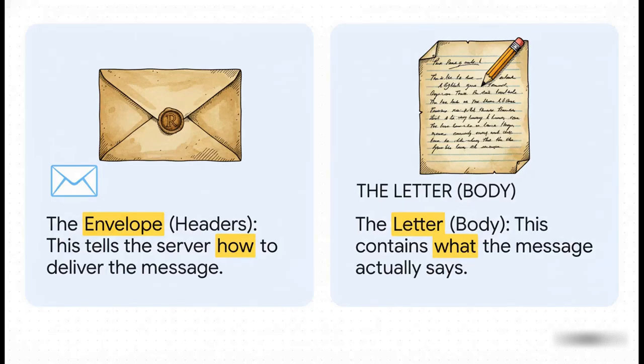Now, to crack any case, you gotta understand the fundamentals. And every API request, you can think of it like old school mail. It's got two main parts. First, you've got the envelope. In our world, we call that the headers. This basically tells the server how to handle the message. Then, of course, you've got the letter itself, the body. That's what actually has the message you're trying to send. Simple, right? Our culprit is hiding in one of these two places.